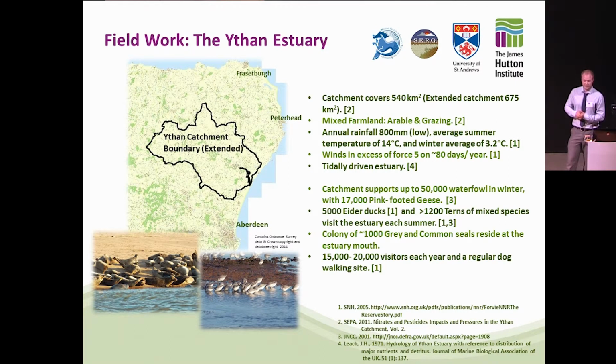It's got relatively low annual rainfall, with summer temperatures of 14 degrees and winter of 3 degrees. The catchment supports 50,000 wildfowl and 1,000 seals reside at the estuary mouth, and the estuary is only 7 kilometres, so there's quite a source of fecal contamination from lots of warm-blooded animals.